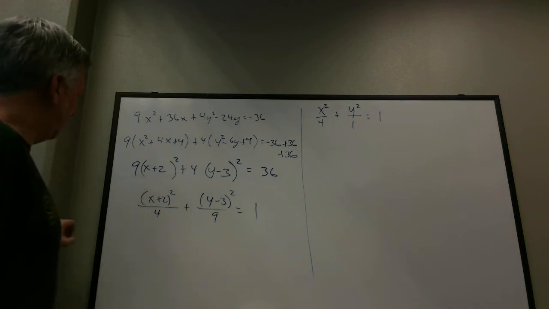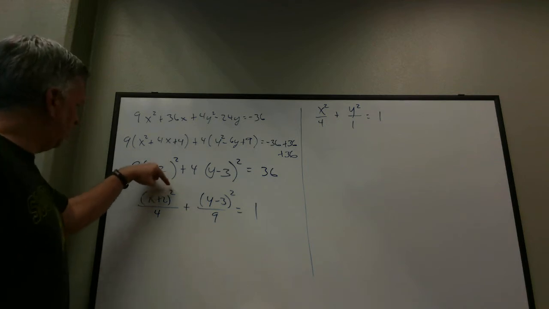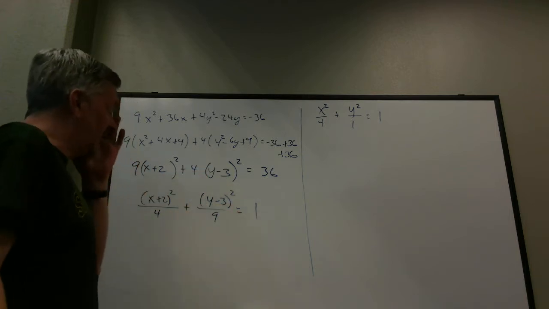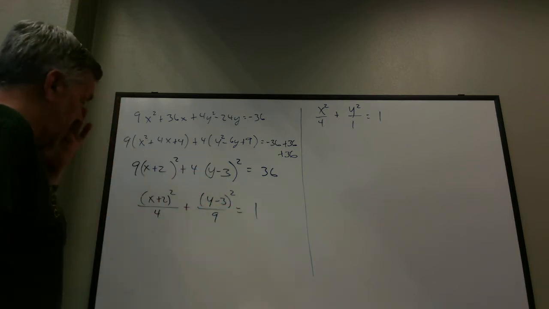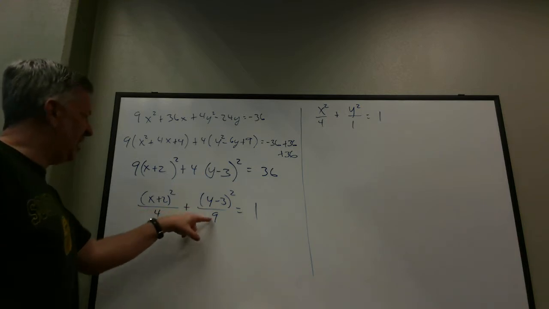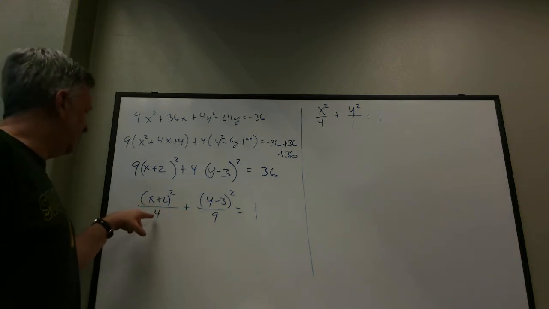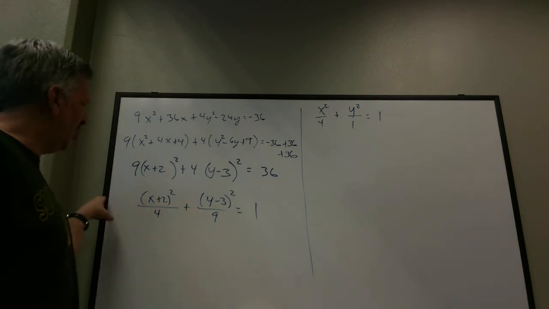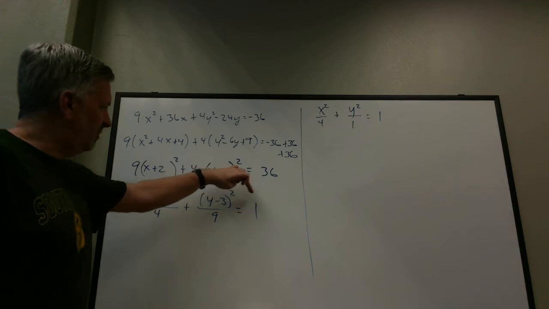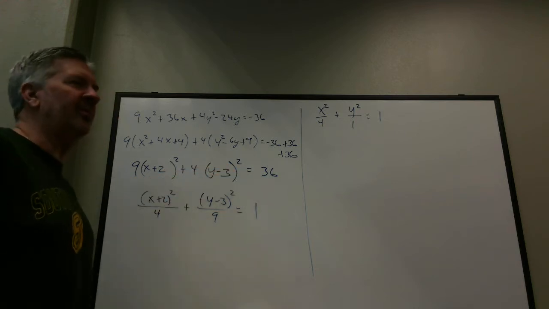Okay, remember the standard form of the ellipse is x minus h squared over a squared plus y minus k squared over b squared equals 1. You always want to get a 1 over here. Okay. Notice if these two numbers were the same, suppose this were 25 and 25, you can multiply through by 25, you'd have x plus 2 squared plus y minus 3 squared is 25, which is the standard form of the circle, right?